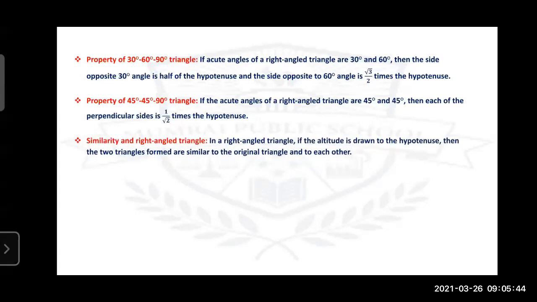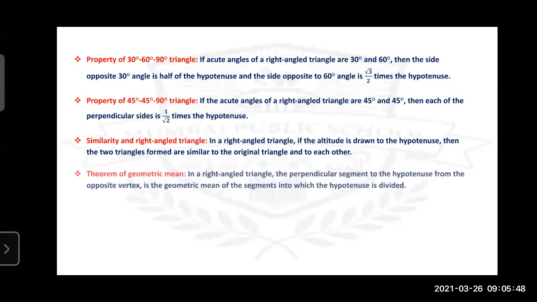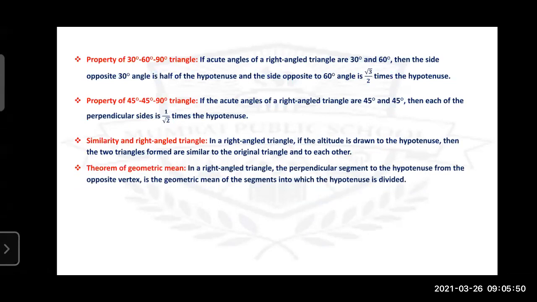If an altitude is drawn to the hypotenuse, then the two triangles formed are similar to the original triangle and to each other. So in this topic, first we draw the right angle triangle, then we draw a perpendicular, or we say an altitude, to the hypotenuse, then we say that the two triangles formed are similar to the original one. Next important part is the theorem of geometric mean.